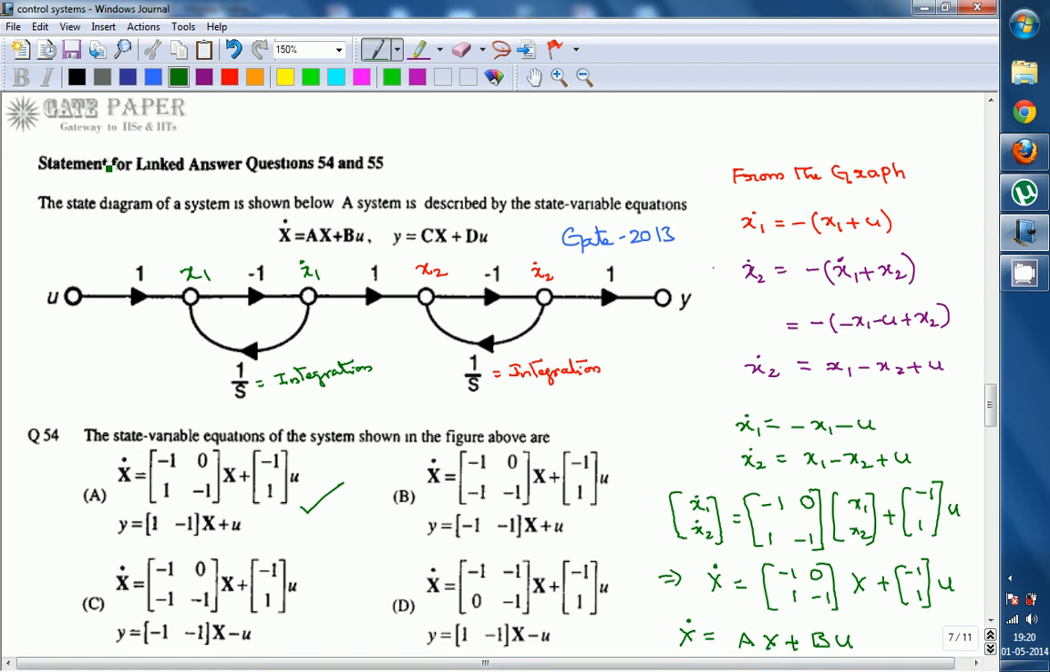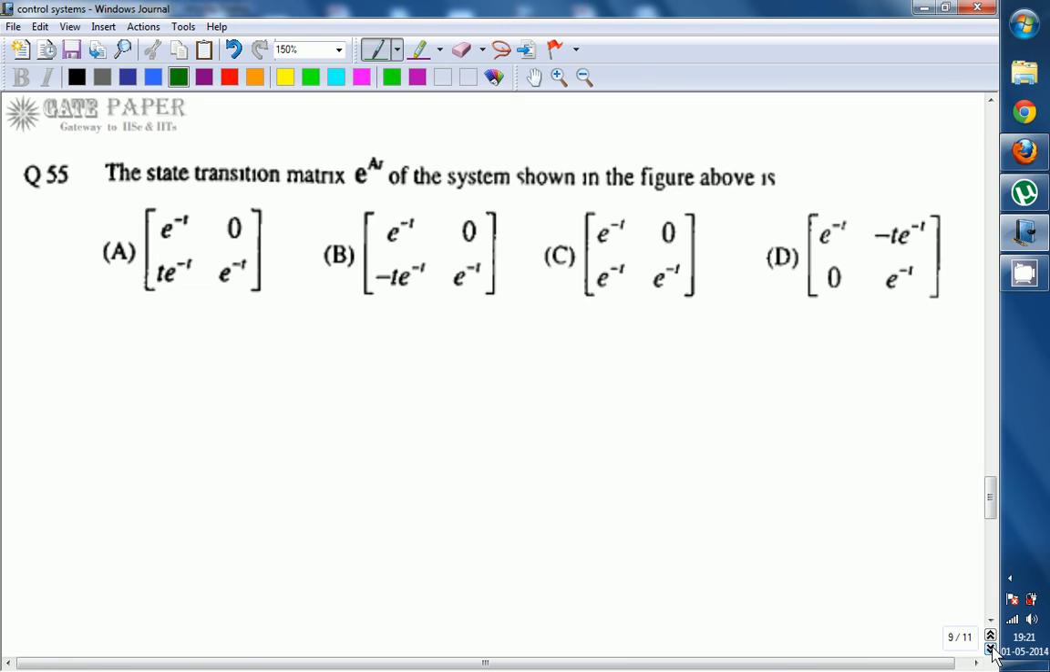So this is the linked answer question. We have one more question here. This is that state transition matrix, that is e power capital A t, of the system shown in the figure. We need to find the state transition matrix here. We know that the state transition matrix is nothing but e power capital A t.